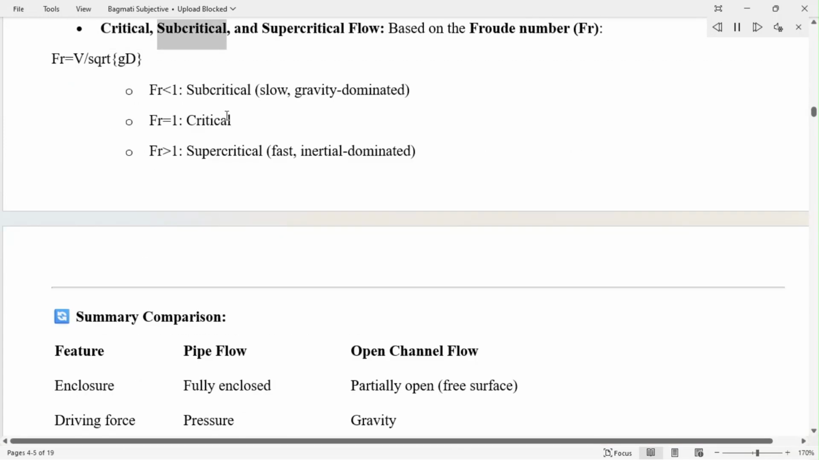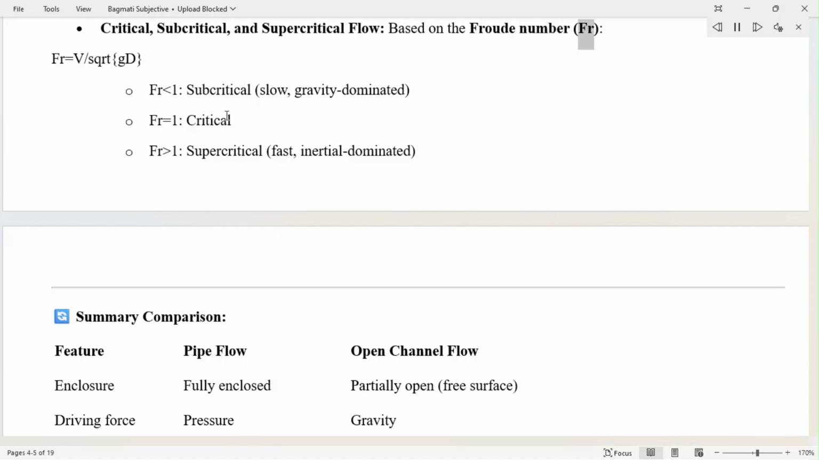Critical, subcritical, and supercritical flow, based on the Froude number, Fr. Fr = V/√(gD). Fr < 1: subcritical, slow, gravity dominated. Fr = 1: critical. Fr > 1: supercritical, fast, inertia dominated.